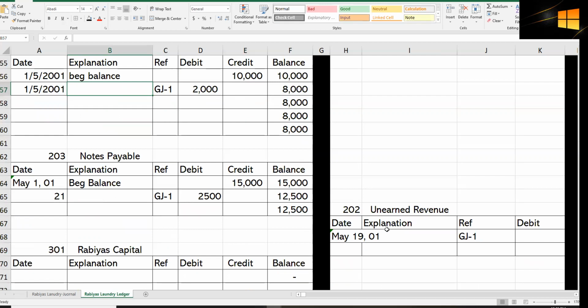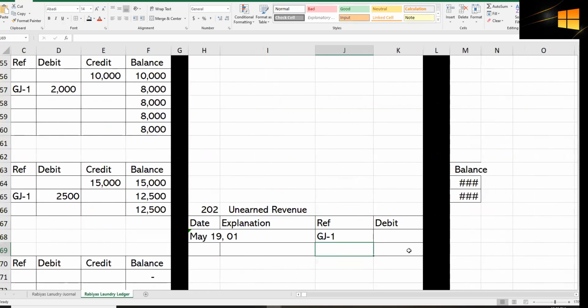Now, unearned revenue is a liability, right? So therefore, meron siyang entry dito. So tingnan nyo po, meron siya diyang entry. Saan ba? Nawala. So siguro wala yan.